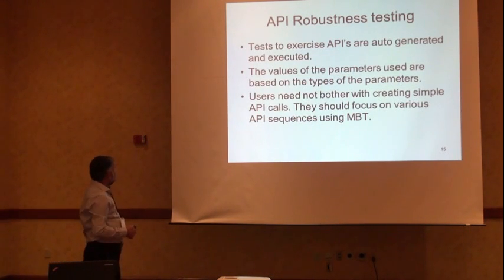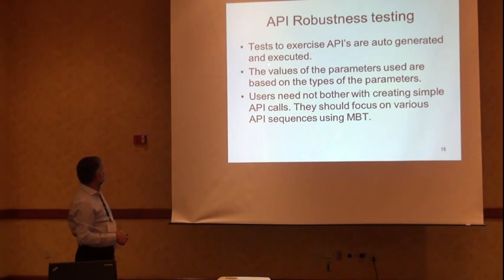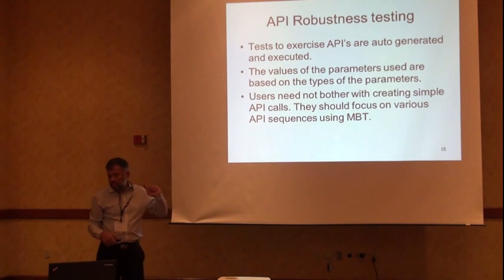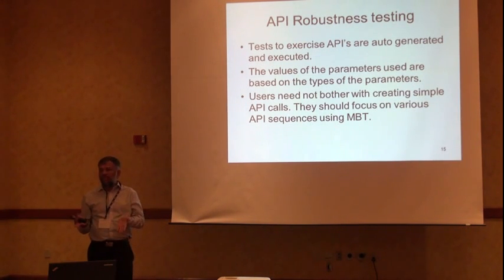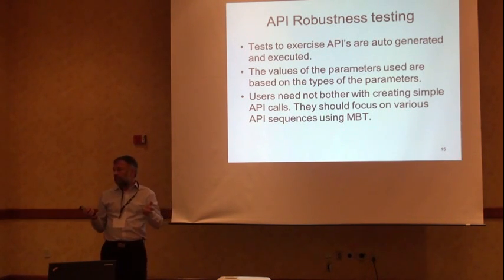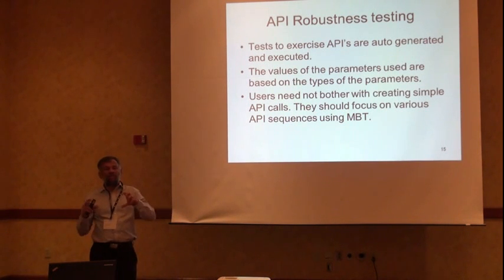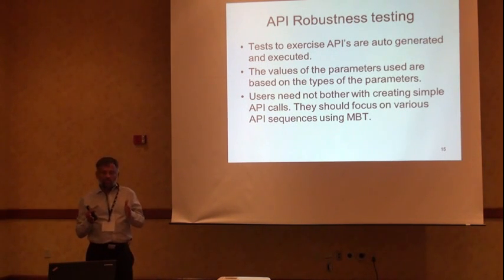How are robustness tests generated? Tests that exercise APIs are auto-generated and executed. Various values are used based on the types of the parameters. So users need not bother about creating simple API calls. This is a point I want to stress, because I'm seeing in my current job that a good deal of test effort goes into very simple API calls. Whatever framework we use, we call the API and choose different values, and that is pretty time consuming. If that aspect is taken care of here, still I'm not saying there is a lot of scope for creative testing, but this is the kind of testing that can be automated.